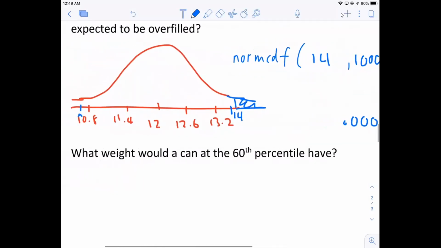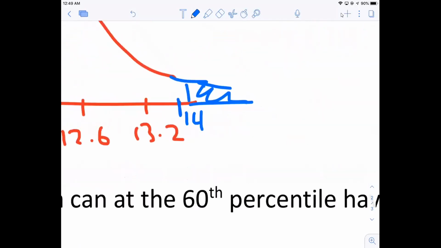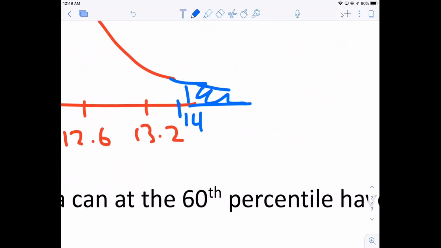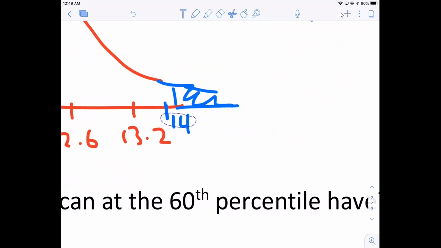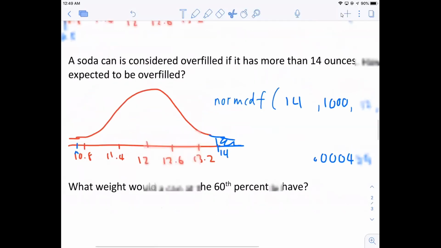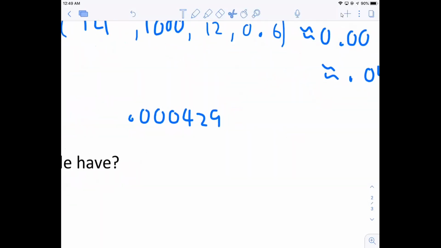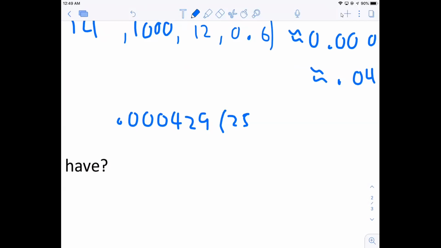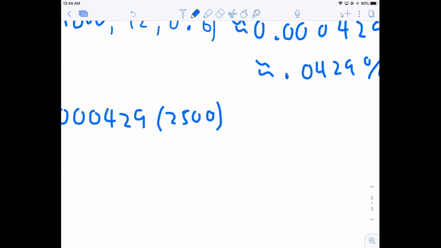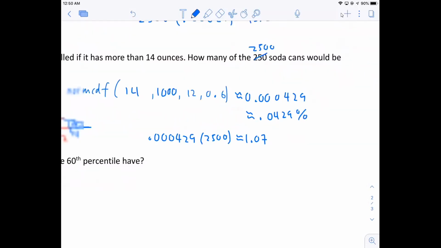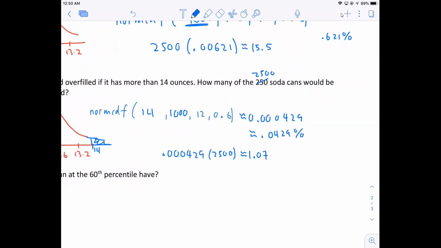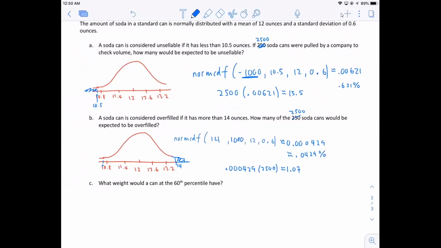So you can see as you get to big standard deviations, you can see how little of the population really is in those standard deviations. So if I multiply this by 2,500, I am getting approximately 1.07 cans. So about 1 can out of every 2,500 soda cans would be expected to be overfilled.